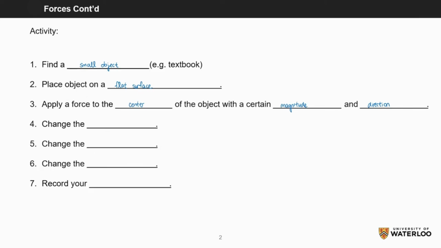Next, keeping the location and direction the same, change only the magnitude of the force you are pushing with. Observe any differences. Now, change the direction of the force, but keep the location and magnitude the same as your first experiment. Finally, change the location on the face at which you are applying the force, but use the same magnitude and direction as the reference experiment. Write down any of your observations.